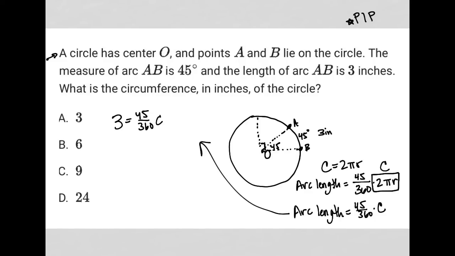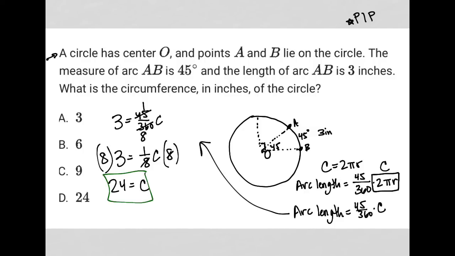Now, 45 over 360 can be reduced. 45 goes into 360 8 times. So 45 goes into itself once, and goes into 360 8 times. This becomes 3 is equal to 1/8 C. Now, to get C isolated, I multiply both sides of this equation by 8. That would cancel out the 8 there, and I'd have 24 is equal to C, C being my circumference. That's exactly what I was looking for, and therefore the answer is choice D.